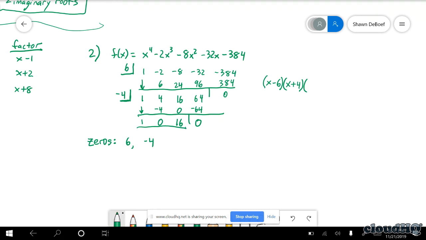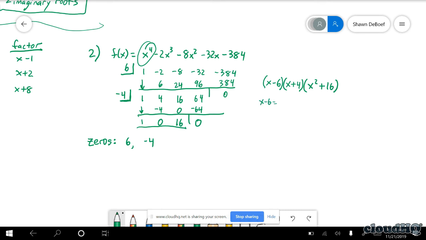I started the problem with an x to the 4th, but I've divided twice now, so my degree has gone down by 2. So now I'm down to x squared. 1x squared, then it'd be 0x. I don't have to write that. Then a positive 16 is my constant. Okay, so that's the factorization of this polynomial.